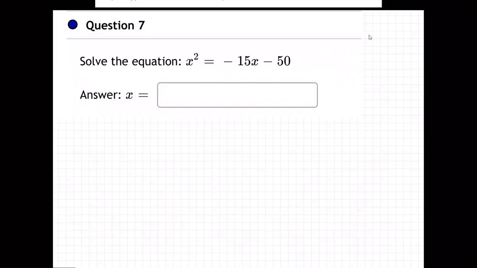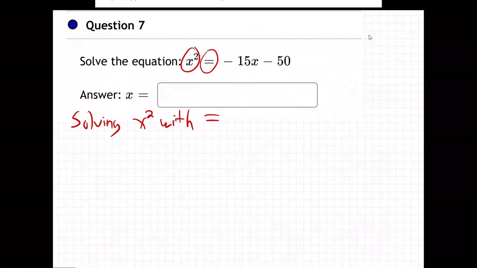Okay, so on this problem, we've got this kind of situation. We notice we have an equal sign. So solving x squared with an equal sign, that's how we're going to identify it. You have x squared and you have an equal sign. Those are the crucial pieces. So how do you solve x squared with an equal sign?